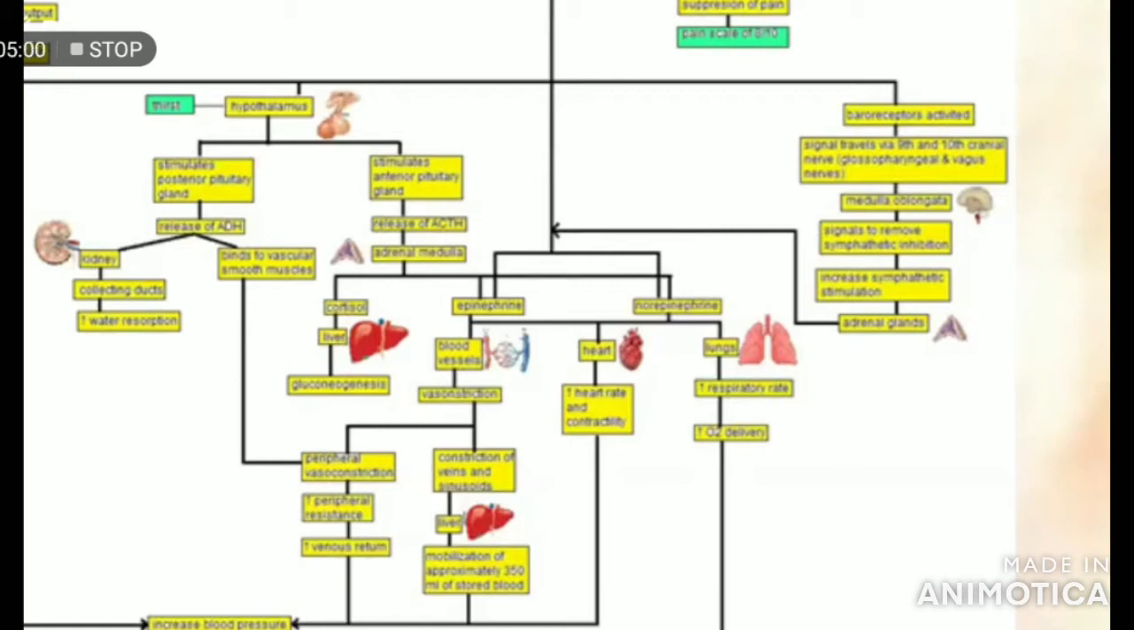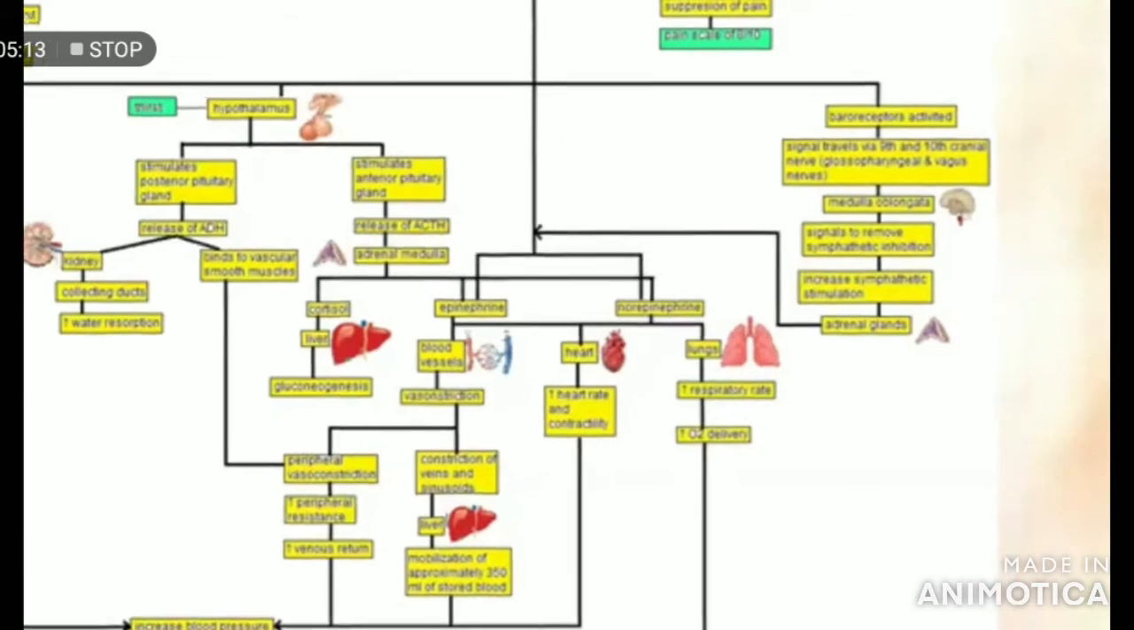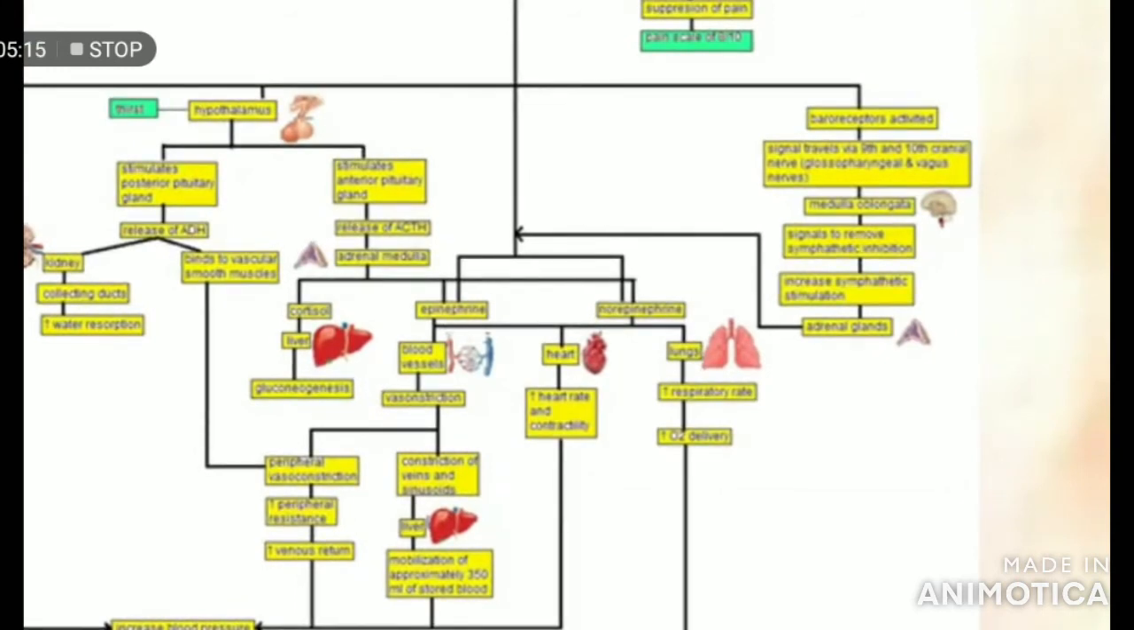Now let's go to the anterior pituitary gland. When stimulated, it releases ACTH, and then the ACTH goes to the adrenal medulla, and then the adrenal medulla releases cortisol, epinephrine, and norepinephrine. First, we go to the cortisol. Cortisol stimulates the liver for gluconeogenesis.